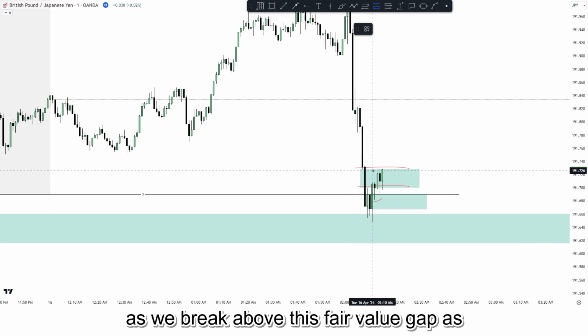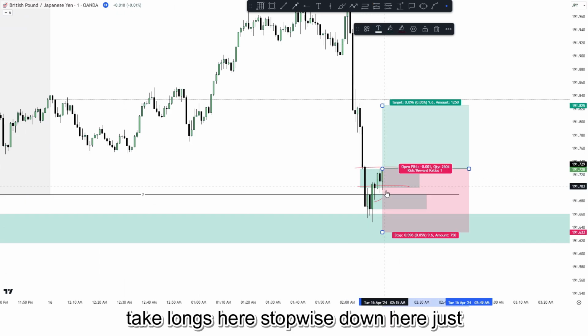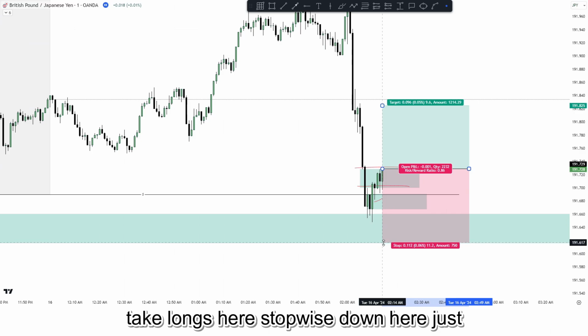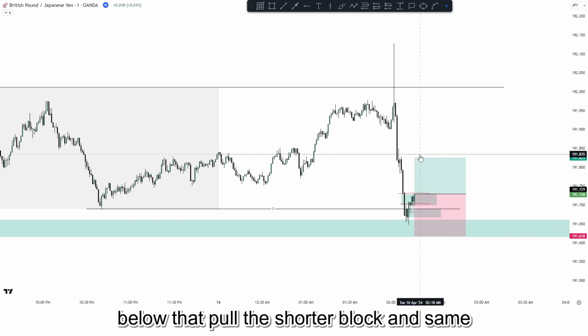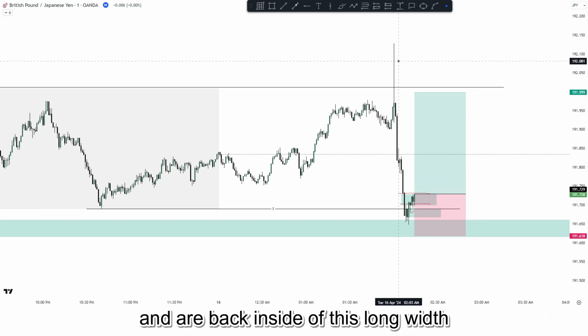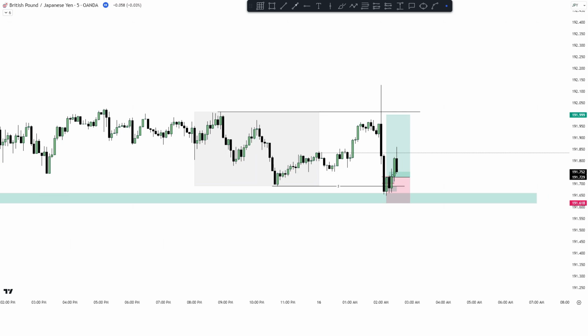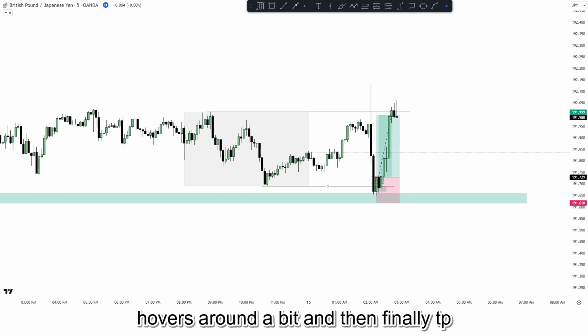As we break above this fair value gap, as well as we get that CISD, I want to then take longs here, stop loss down here just below that bullish order block, and same exact thing. This time I want to aim for a 2 to 1 R back inside of this long wick. Let's see how it plays out. It hovers around a bit, and then finally TP gets hit.